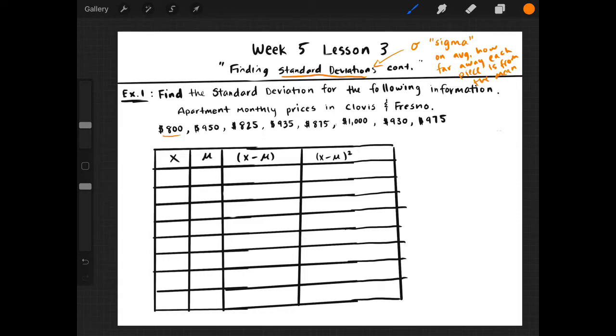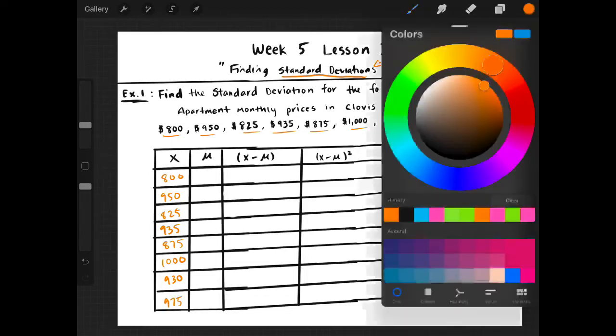The first thing that you can do here is jump into filling in the table. Each of these pieces here is going to go in the column of X. So I'm going to start by doing that. We're just going to go 800, 950, 825, 935, 875, 1,000, 930, and 975.